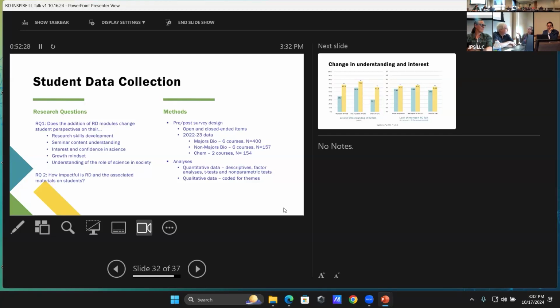So we did have pre-post surveys for the students that included open and closed-ended items. This was from January, so we had one more iteration in the spring of 2024 that is not going to be included here. And then we did a whole slew of different types of analyses. I had a really wonderful postdoc who was helping with some of the qualitative.